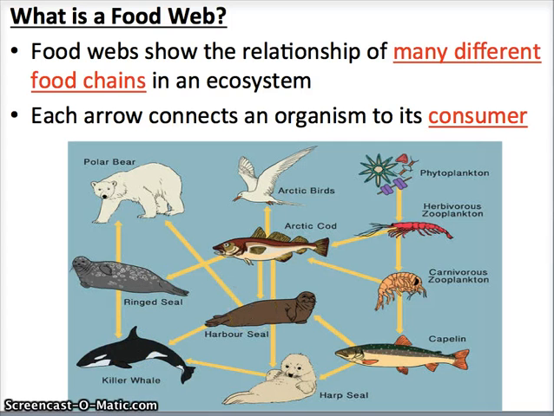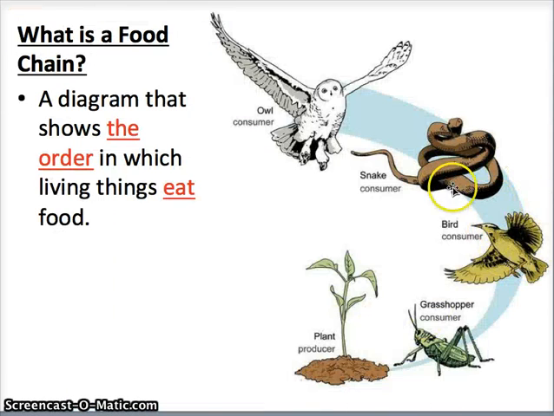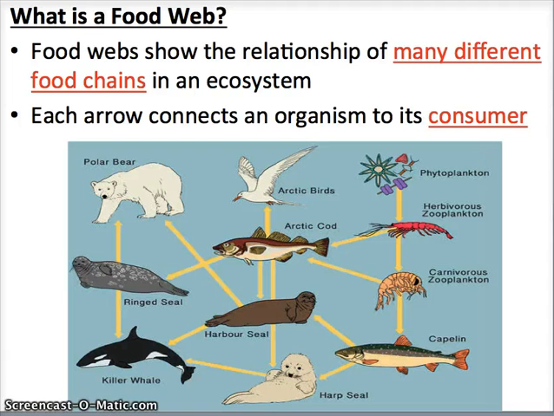So, for example, you see this Arctic cod, which is a type of fish. This fish is food for several animals in this food web. So you can see there's an arrow pointing to the Arctic birds. So it's food for them. Also, the harbor seals eat them, and also the ringed seals eat them. So you can see one animal interacts with three different animals in this food web, whereas in the food chain, each animal interacts with only one. So that's the main difference between a food web and a food chain.